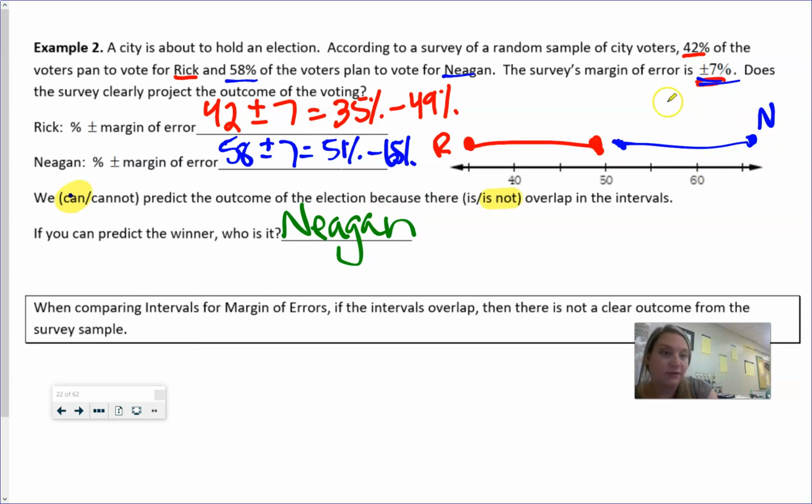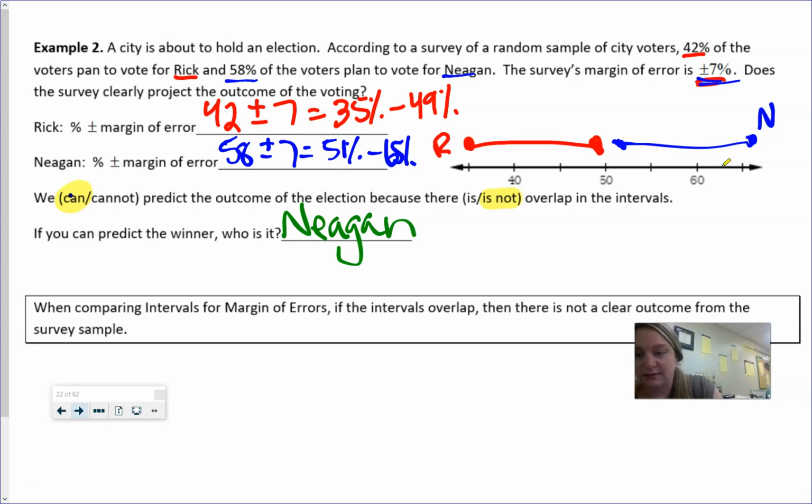Every single piece of his interval is ahead of Rick's interval. So that's what we look at. We look at intervals and we look for overlap. If there's an overlap, then there's going to be an area where one person is higher than the other and vice versa, right? There is no clear winner. There is a chance where one or the other could win. But if there's no overlap like this one, clearly we have a winner and it's going to be Negan. There's no interval at all that's going to put Rick ahead of Negan. Okay?